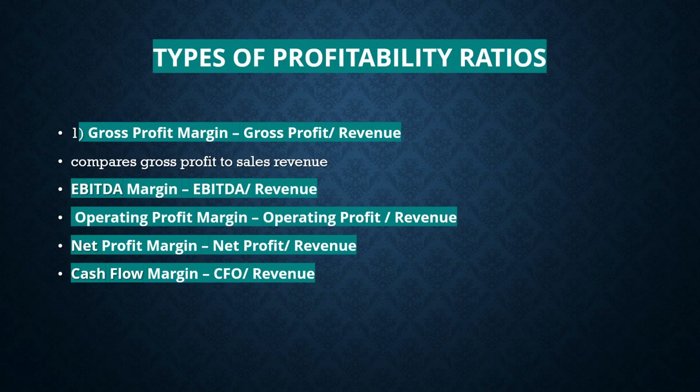So, gross profit margin is calculated by gross profit of the company divided by total revenue. It compares gross profit to sales revenue. EBITDA margin is calculated by EBITDA of the company divided by revenue. Operating profit margin is operating profit divided by total revenue. Net profit margin is calculated by net profit of the company divided by total revenue of the company. Cash flow margin is calculated by cash flow from the operating activities of the company divided by total revenue.